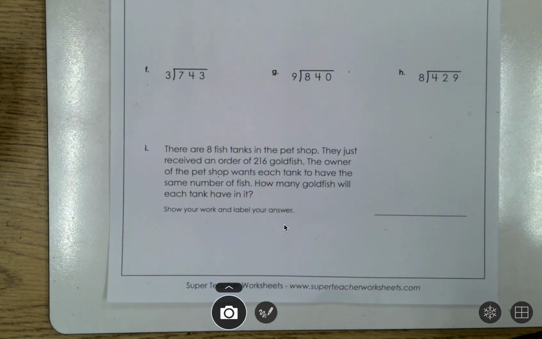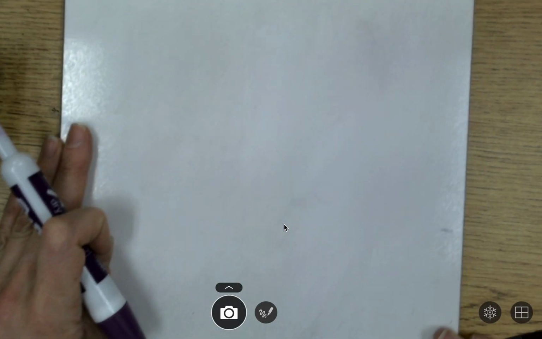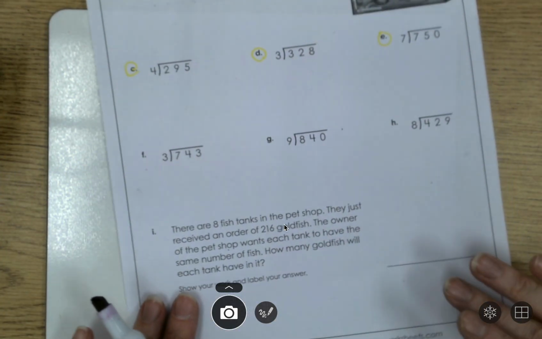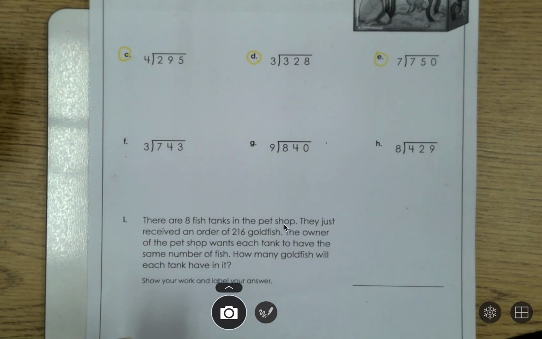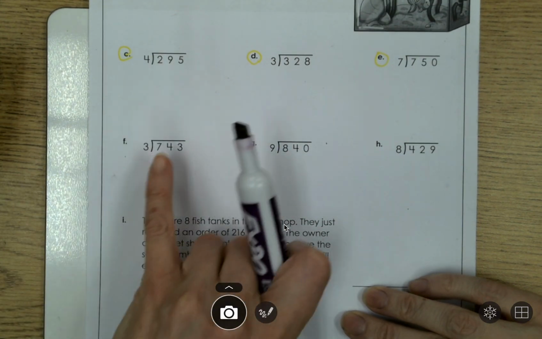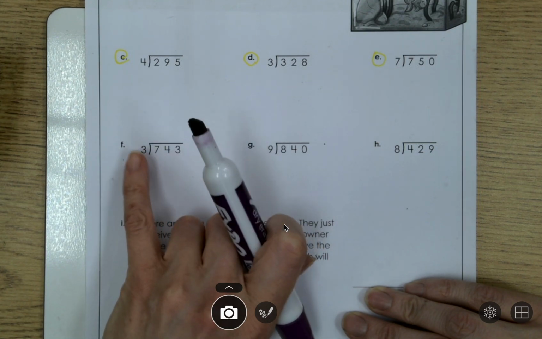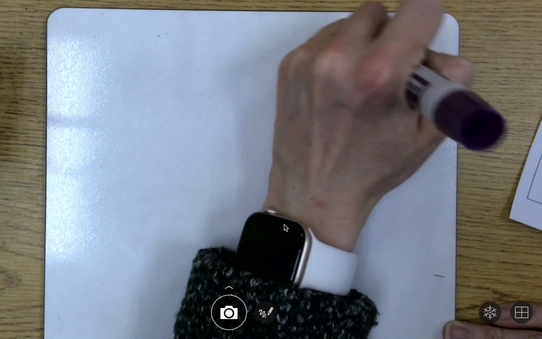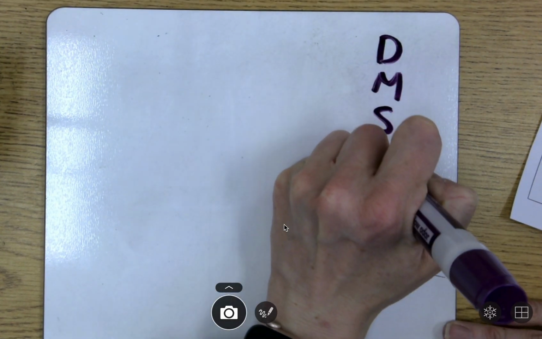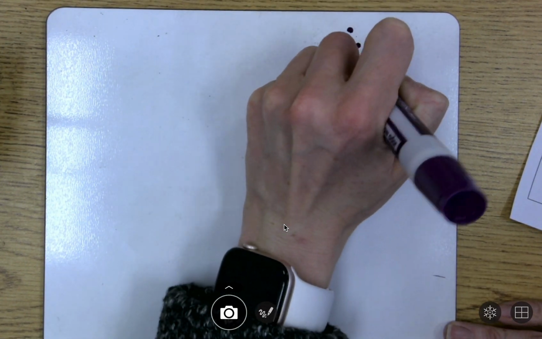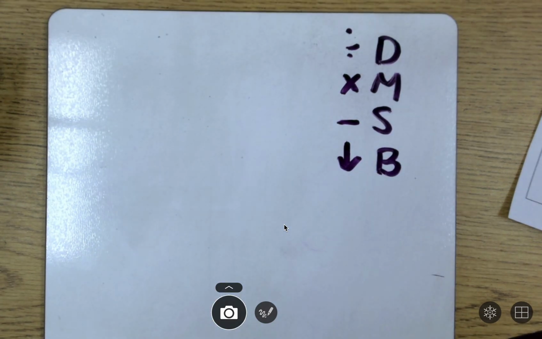We're going to continue working using our DMSB strategy. And as usual, I'm going to work on a whiteboard. And I'm just going to rewrite my problem. So to read this, we say 743 divided by 3. So I'm going to write that down. I'm going to write D, M, S, B: divide, multiply, subtract, bring down.